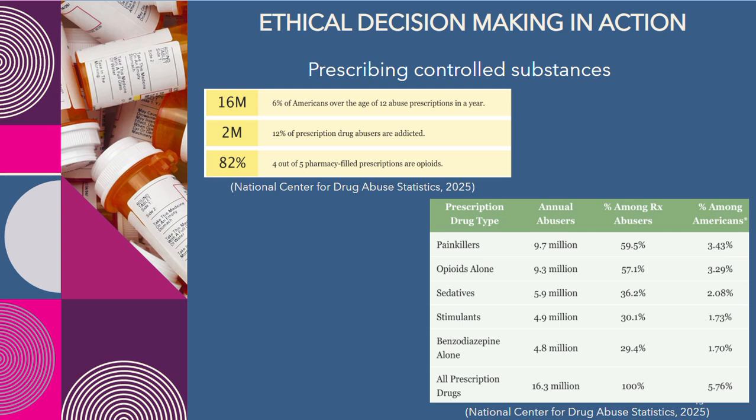Here's another example. A long-term patient with chronic pain requests a refill of opioids, but the APRN notices signs of possible misuse. The APRN must consider non-maleficence, do no harm, avoid enabling substance abuse, and explore alternative pain management strategies, even if it leads to patient dissatisfaction.